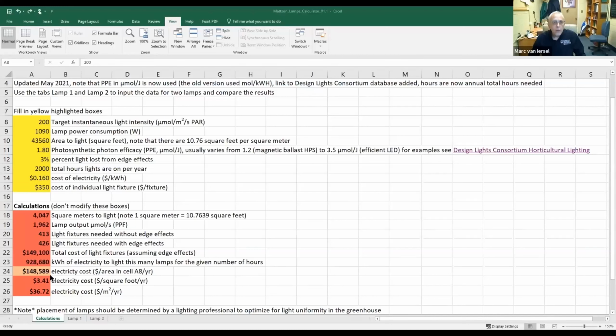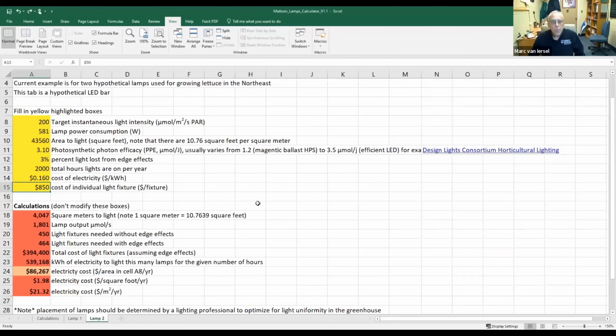What Neil Madsen also did is you can see at the bottom here tabs that are labeled lamp 1 and lamp 2. This allows you to compare two different kinds of light fixtures. So let me start actually by going to lamp 2. There we go. So here we have a somewhat similar setup with the same total light intensity provided by the supplemental lighting system. But now, rather than looking at high pressure sodium lights, we have an LED fixture here. It uses less energy to produce a similar amount of light as the high pressure sodium fixture, so 581 watts.